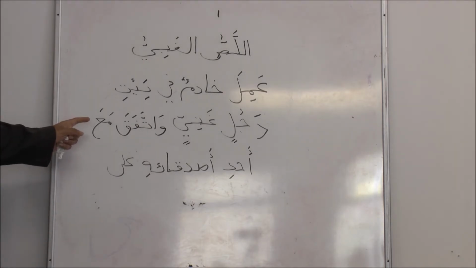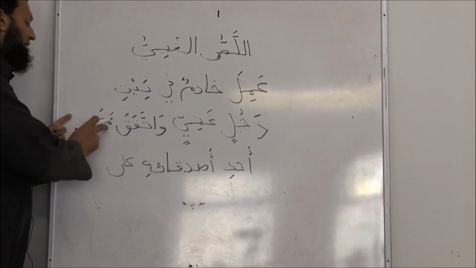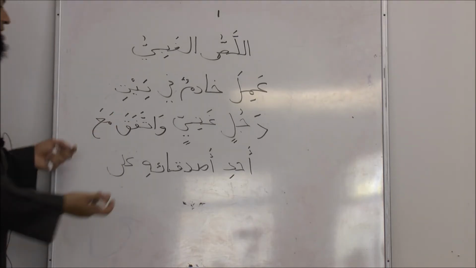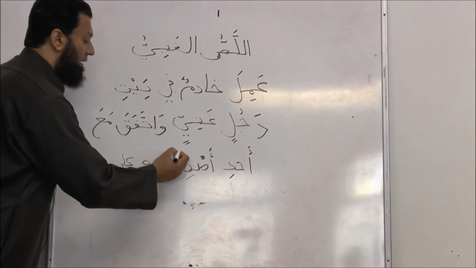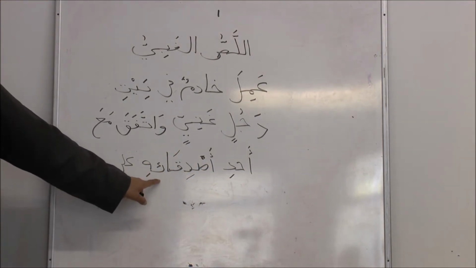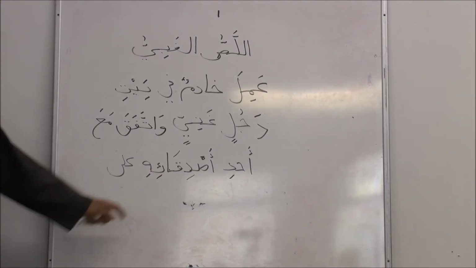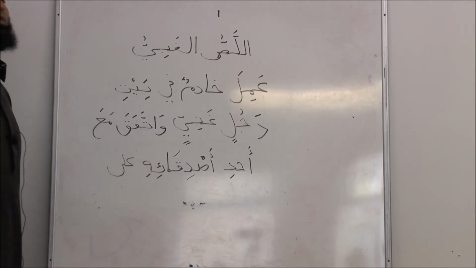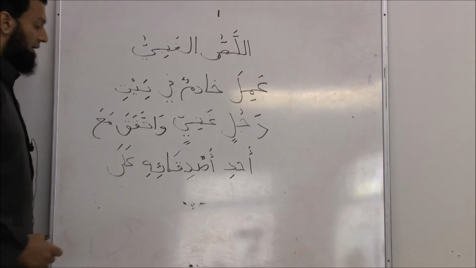Ma'a is not a harf jar, but similar effect. Actually, it's an idafa. That's the first noun in an idafa, so it's the same effect. Ma'a ahadi asdiqa'ihi, his friends. So the asdiqa'u is now the second noun in an idafa, and therefore it is always majrurun, which it is now, right? Ahadi asdiqa'ihi ala. Okay?